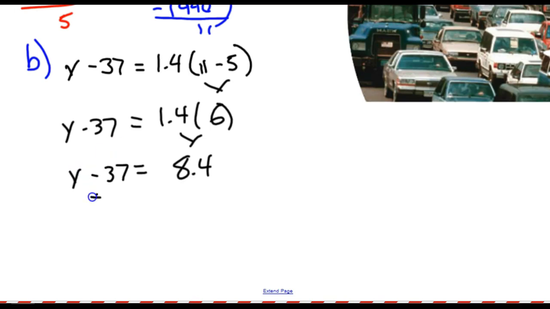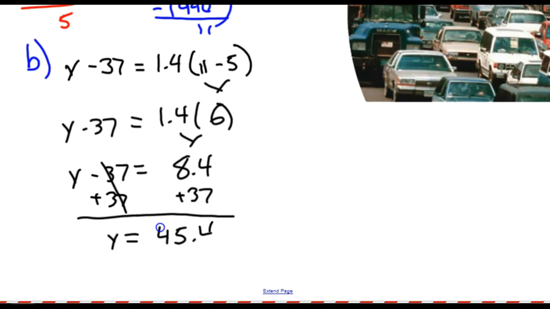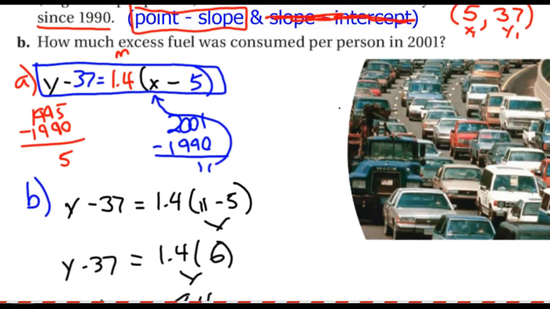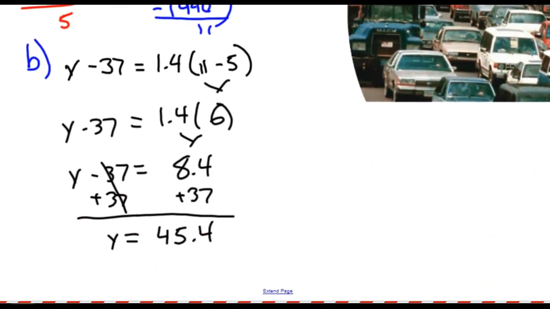To get y by itself, I have to add 37. And then y equals about 45.4. And we said that we are looking for how much excess fuel, so 45.4 gallons in 2001.